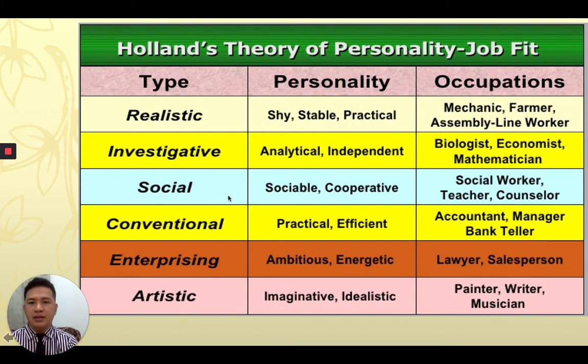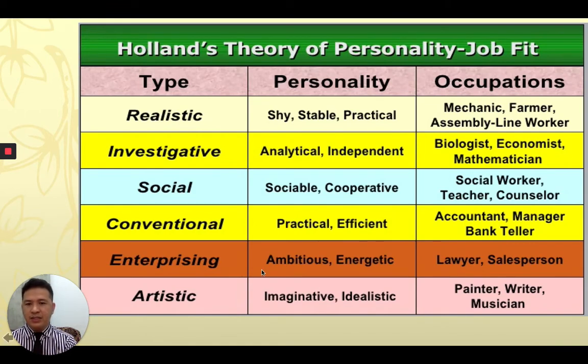Third, social. You have here a personality which is sociable and cooperative. The occupations are social worker, teacher, counselor. You also have conventional. You are a practical and efficient person. The occupations for you, if you belong to this type of personality, are accountant, manager, bank teller.